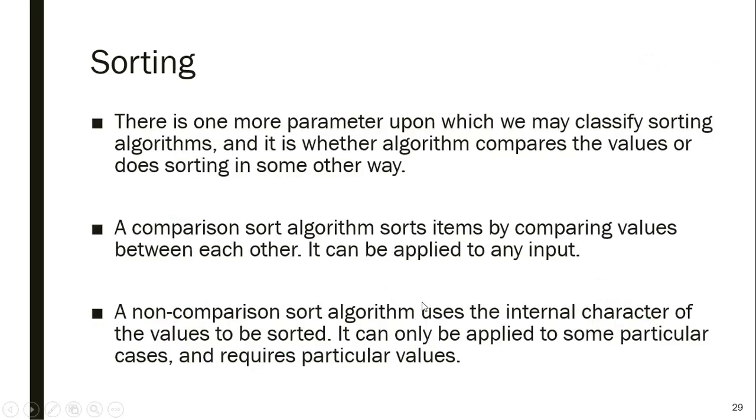There is one last parameter upon which we may classify our sorting algorithms, and it is whether the algorithm compares the values or does sorting in some other way. If you are sorting and comparing values to see which value is less than, greater than, or equal to, this type of sorting is called comparison sorting. It is very versatile in nature because it can be applied to any input.